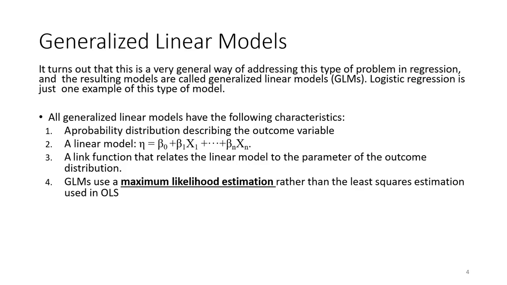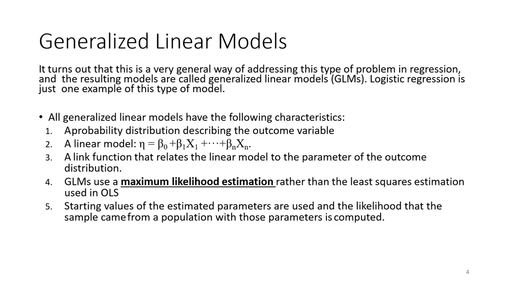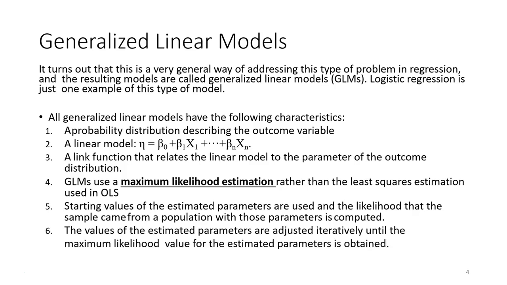GLMs do not use the same method as we use with ordinary least squares regression to minimize the sum of squares. What we're going to be doing here is using maximum likelihood estimation to estimate these values rather than the ordinary least squares approach. The starting values of the estimated parameters are used, and the likelihood that the sample came from a population with those parameters is then computed. And then the values of the estimated parameters are adjusted iteratively until the maximum likelihood for the estimated parameters is obtained. Hence the maximum likelihood approach tries to find the estimates of the parameters that make the data actually observed be the most likely.